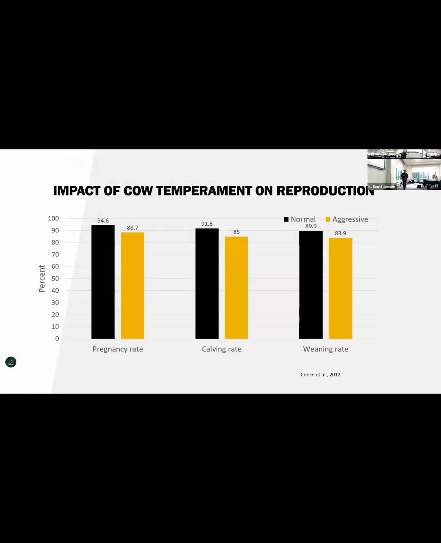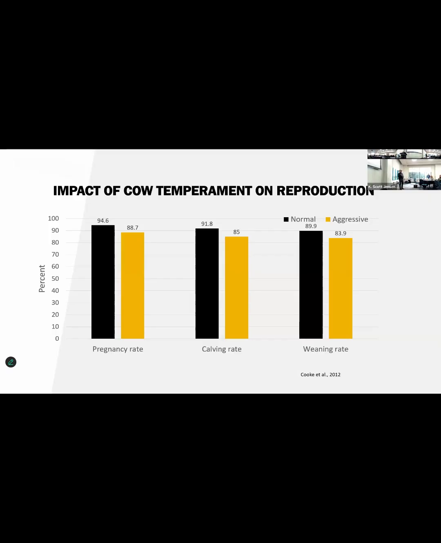But Dr. Cook from Texas A&M has done a lot of work looking at the impact of cow temperament. And the bottom line is that there's about a 6% decrease in pregnancy rate, calving rate, and weaning rate in those cows that are considered either aggressive or flighty compared to more mentally stable individuals. And so we need to remember that.